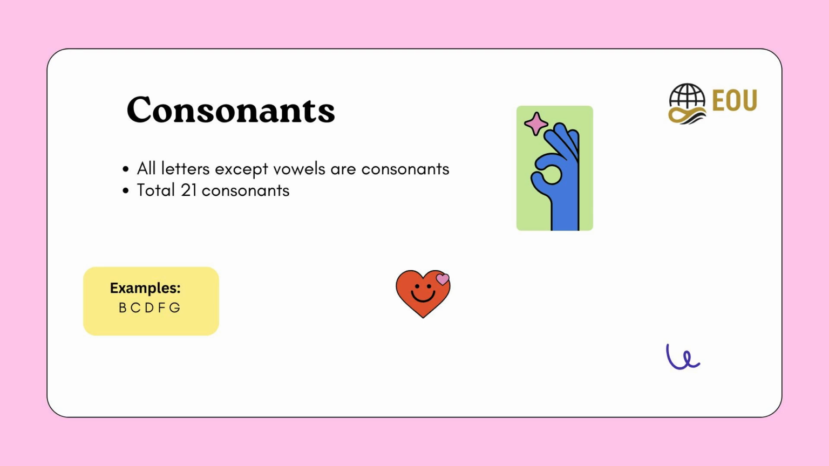Now let's learn consonants. All letters except vowels are consonants. English has total 21 consonants. Some examples are B, C, D, F, G. Now let's think together. If A is a vowel, then is B a vowel or a consonant?